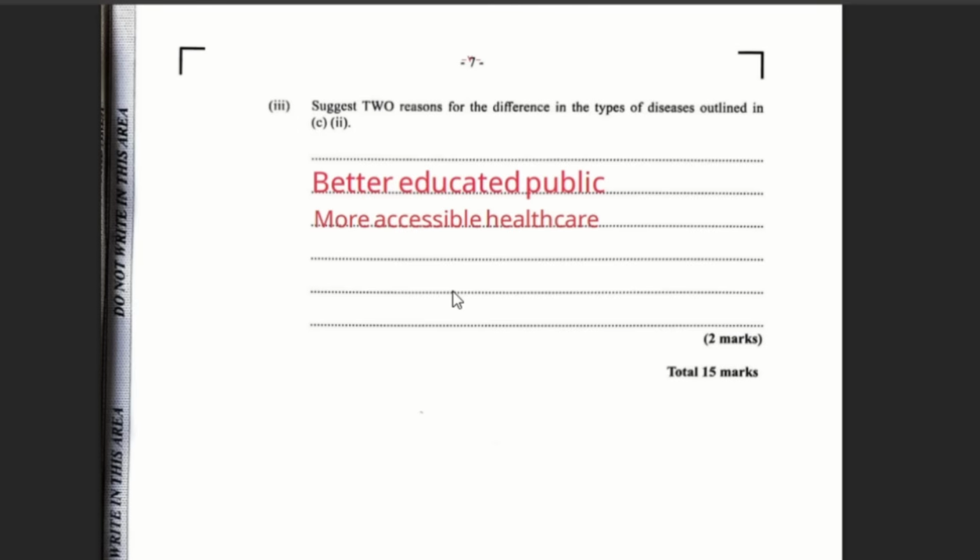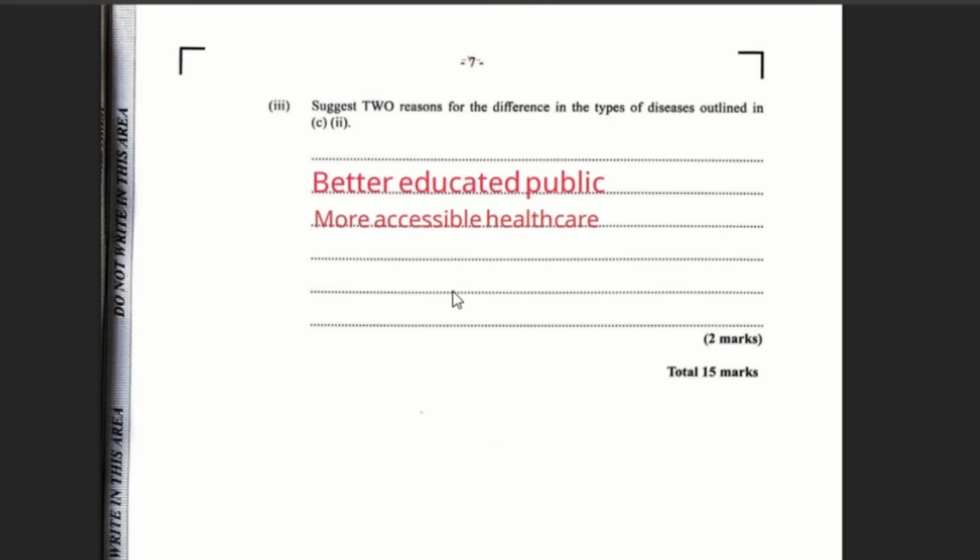Or let's just say somebody who has gastroenteritis or something and they vomit or have diarrhea, it can be transferred. Or if somebody has pneumonia it can be contagious, or the flu. People understand and are more cautious now because they're better educated. And the next reason is also more accessibility to healthcare.